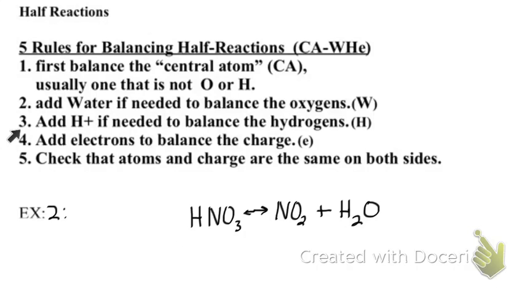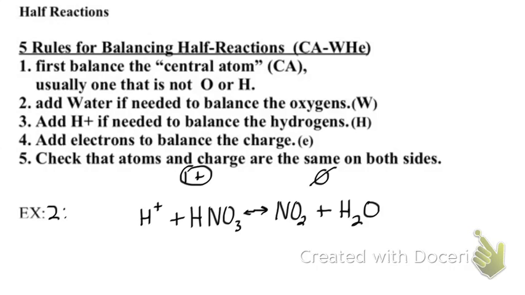The way I fix that, step number 3, add hydrogens if needed to balance the hydrogens. So I'm going to add a hydrogen ion right here. Now I fixed my hydrogen problem, but because I fixed one problem I've created another. Now I have a charge problem. Everything's neutral except for this one charge. So this whole side of the equation has no charge. This particular compound has no charge, but this hydrogen has a 1 plus charge. So we're going to have a 1 plus overall charge on this side.